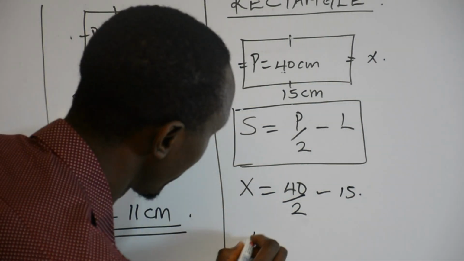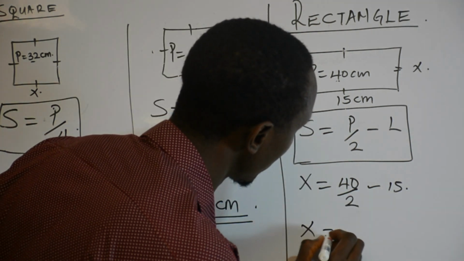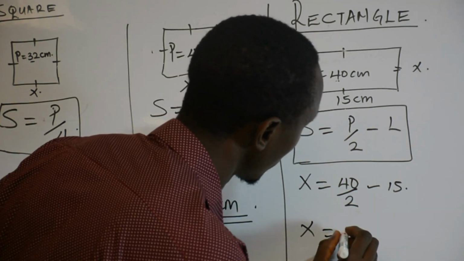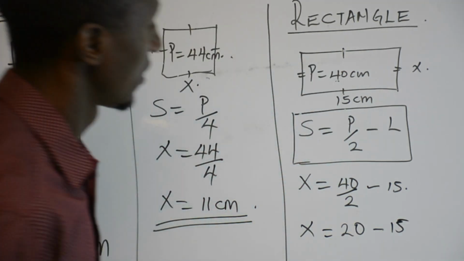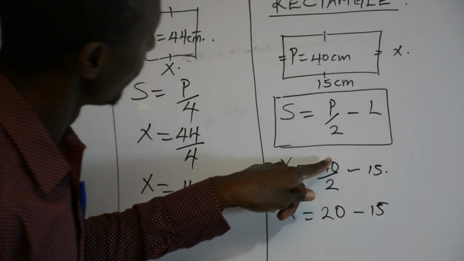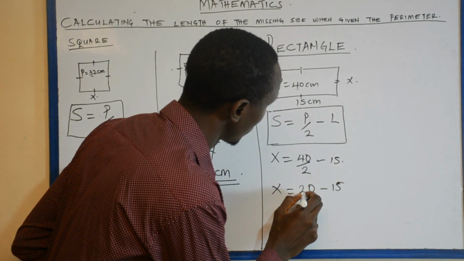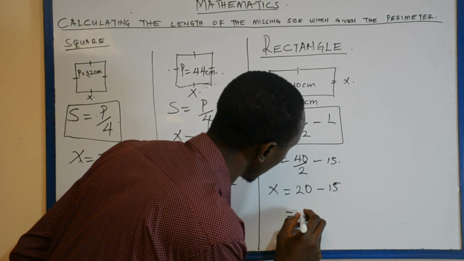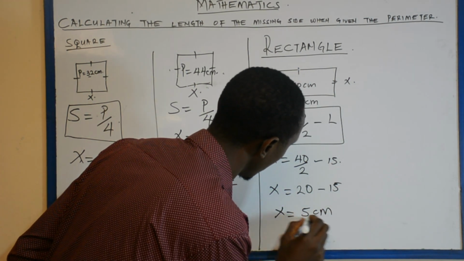So here you're dividing 40 by 2. When you divide 40 by 2, you get 20. 20 minus 15. So you divide this 40 by 2, then you subtract this 15. 40 divided by 2, you get 20. 20 minus 15, now you get the final answer. 20 minus 15, you get 5 centimeters. This is our x.